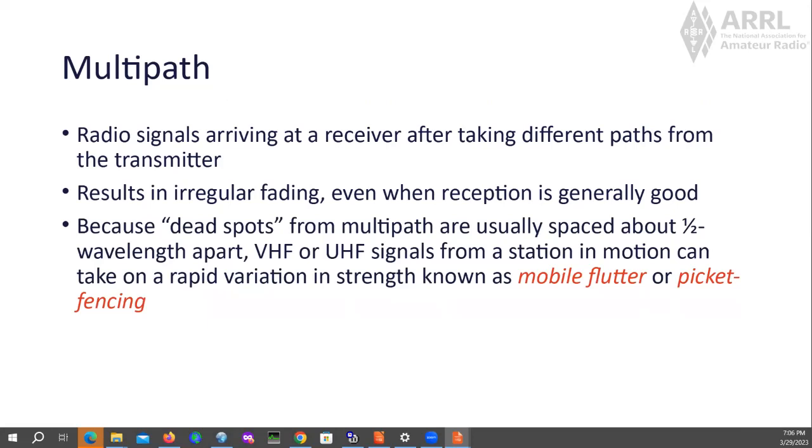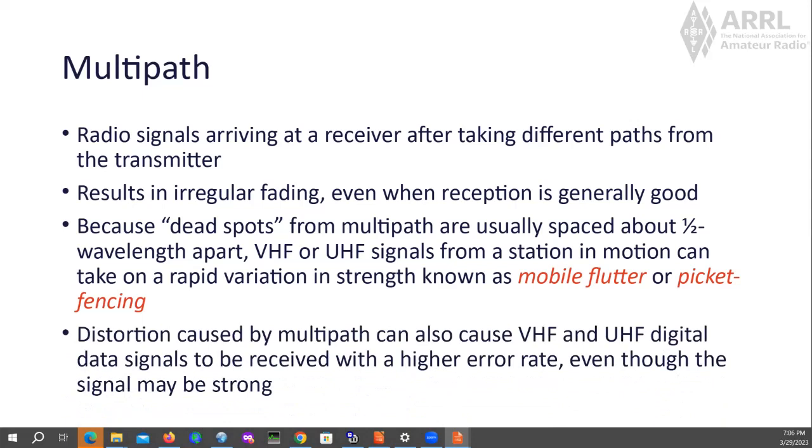Because dead spots for multipath are usually spaced about a half wavelength apart, VHF or UHF signals from a station in motion can take on a rapid variation in signal strength known as mobile flutter or picket fencing. And that's also why Randy tells you that if you're not getting well, to move over a foot. Distortion caused by multipath can also cause VHF and UHF digital data signals to be received with a higher error rate, even though their signals may be strong.